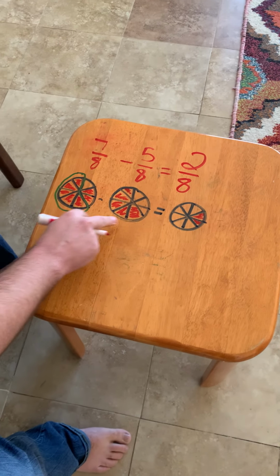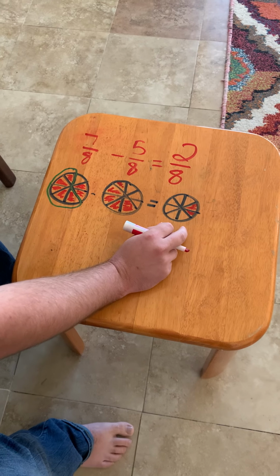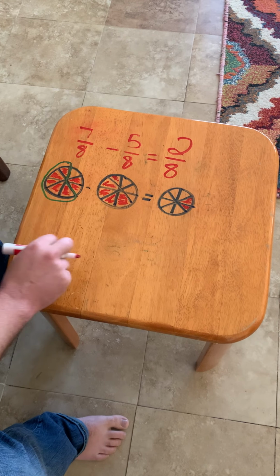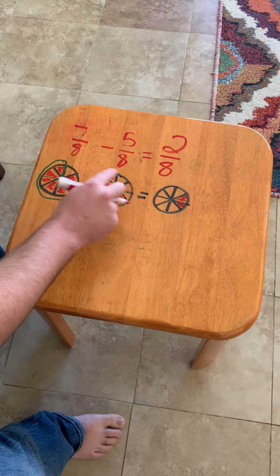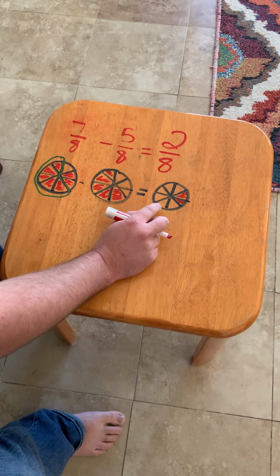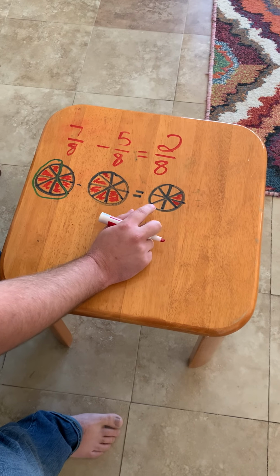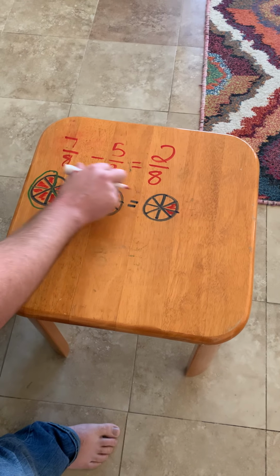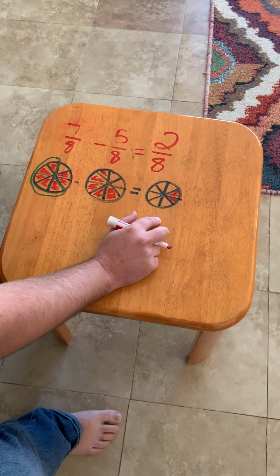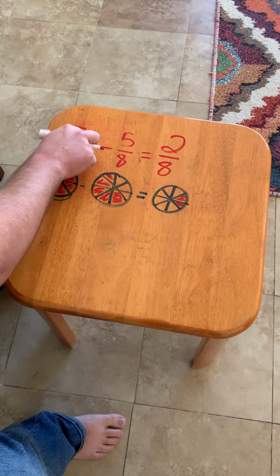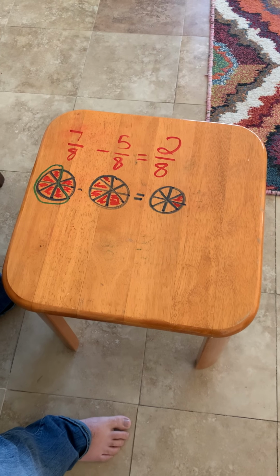A lot of students get confused because they want to subtract the bottom number. But as you can see from the pictures, the number is going to be the same. That denominator, that bottom number, just lets us know how many pieces are in a whole. If we had 8 pieces, we would have 1 whole. So the bottom number, as you can see, stays the same. The top, we had 7 minus 5 equals 2.